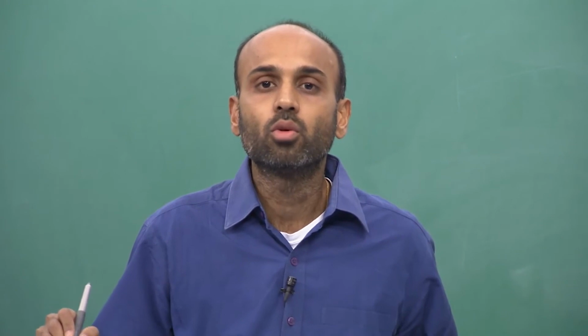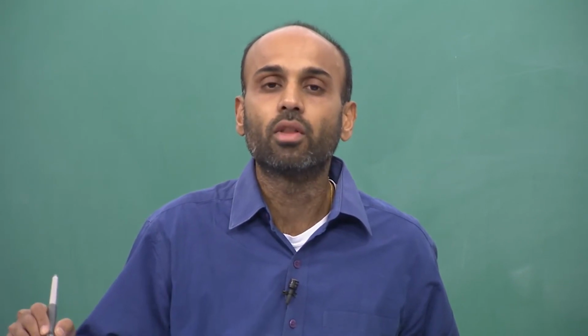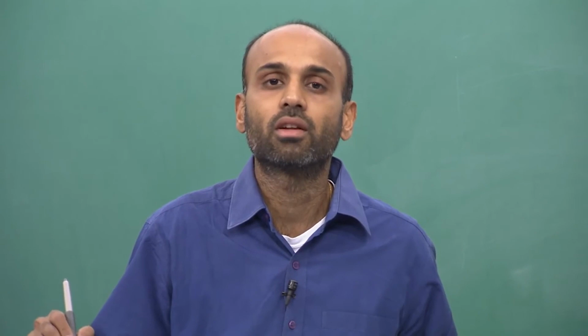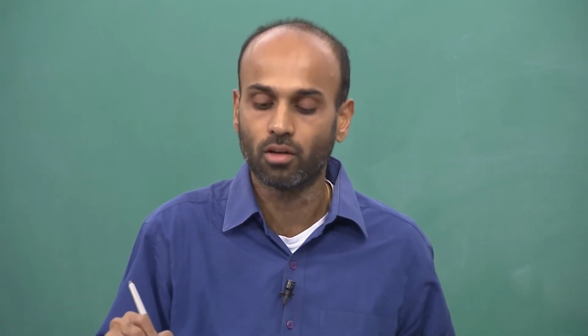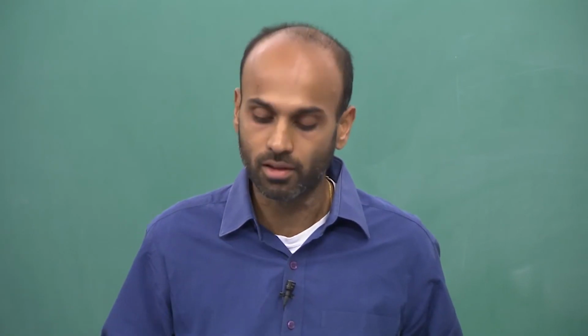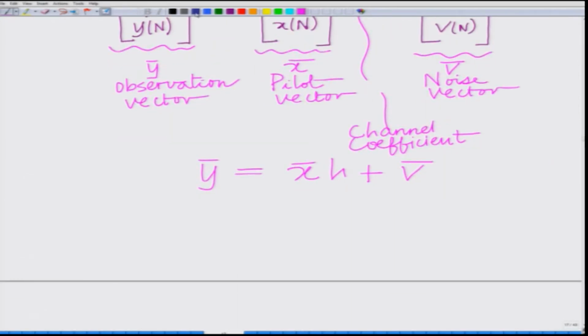Now, let us first start with the scenario where the channel coefficient h is a real quantity, and later we will see how the results can be modified for the scenario where h is a complex quantity, known as a complex fading channel coefficient. So first let us start with the real scenario. Our system model is y bar equals x bar h plus v bar.